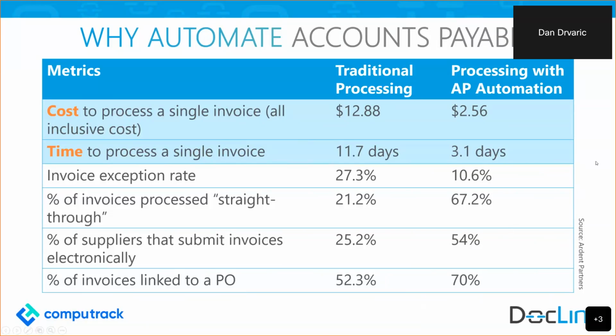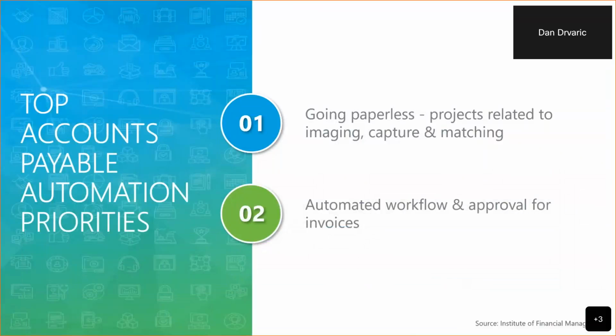And there's a lot of other interesting statistics here, but I think these are the two that are most pertinent. And certainly given the poll that we just took, the cost savings being around 81% is certainly very noticeable. A couple other initiatives for accounts payable automation. This, you notice, comes from the Institute of Financial Management. And in their survey, they found that most of their respondents to the survey are interested in going paperless.